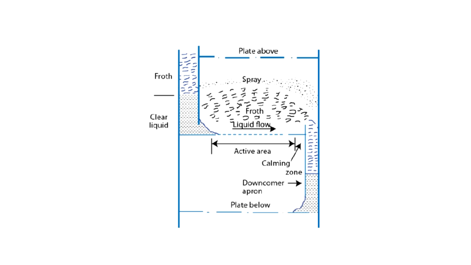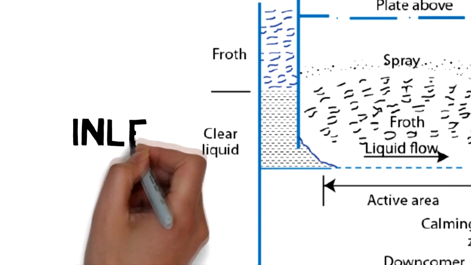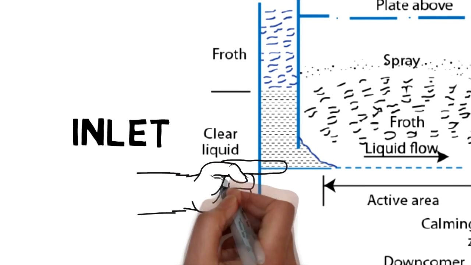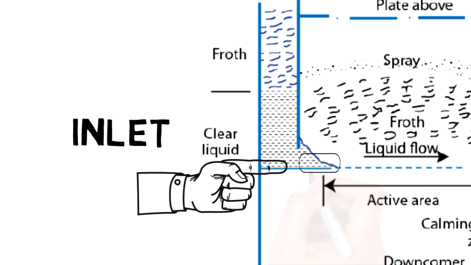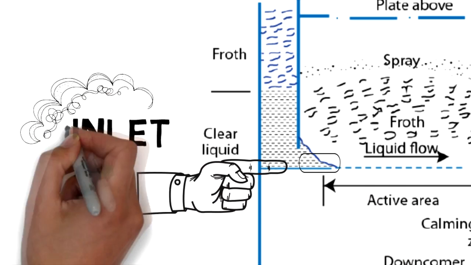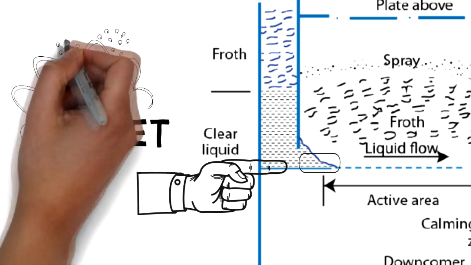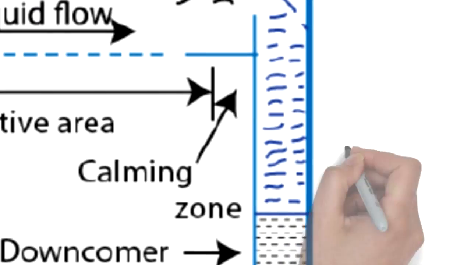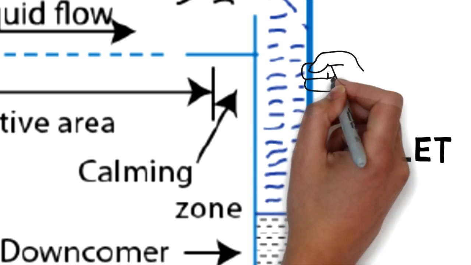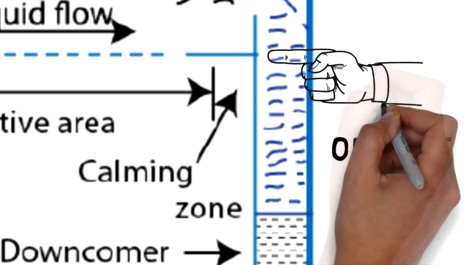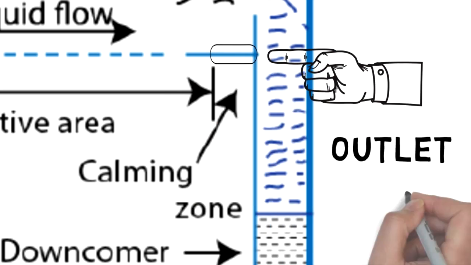So why are calming zones important? The inlet calming zone helps in reducing excessive whipping in this area because of the high vertical velocity of the entering liquid in the downward direction, while the outlet calming zone allows disengagement of vapor before the liquid enters the downcomer area.